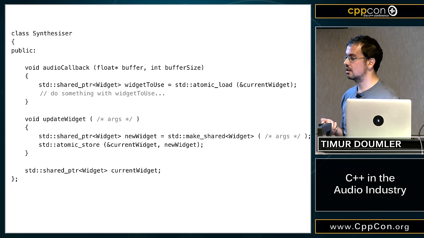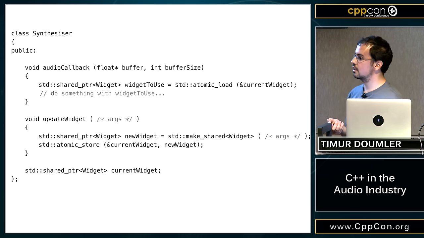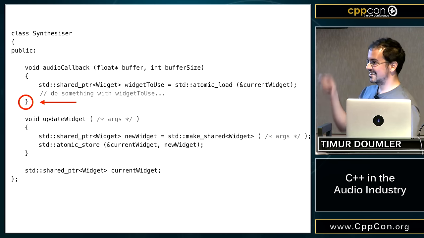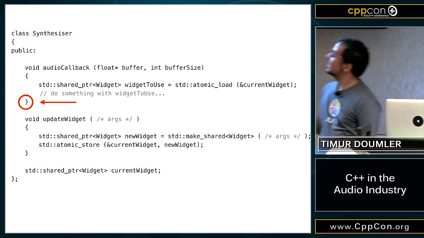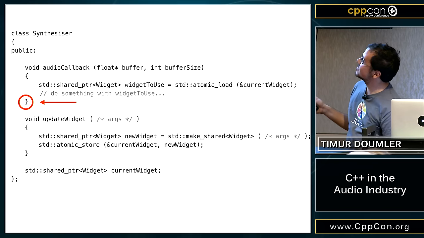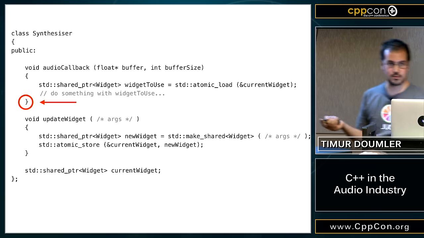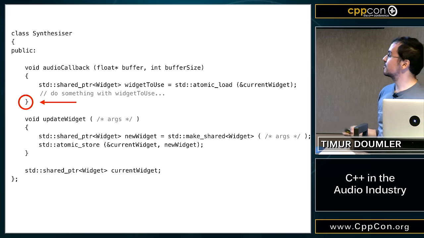Yes. At the end of your audio callback, doesn't widget 2 go out of scope? Yep. That's the only problem with this code. If it happened that during this execution here, this one swapped around the pointers, then this will go out of scope, and you will have a delete that is implicitly called in the audio callback, which is not what you want to happen. And there's a very nice solution for this.